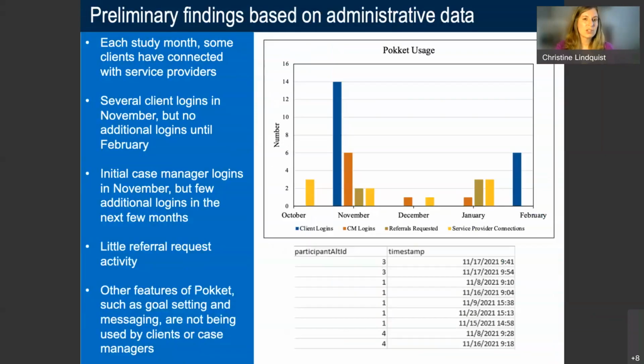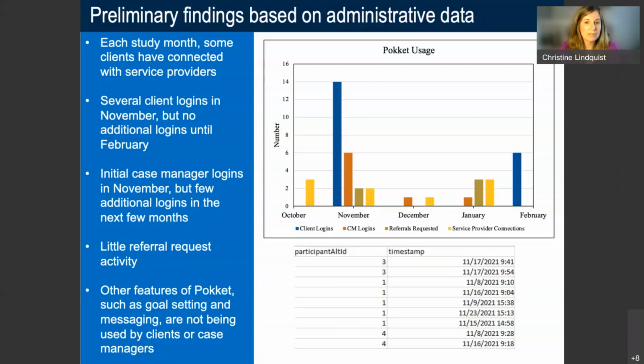So finally, I just wanted to share some quantitative data that backs up these perceptions. As I mentioned, we get very detailed administrative data from Assimilate, and this slide on the right at the bottom shows the timestamp. So we literally get, for each of our study participants, timestamp data showing every single time they have logged in. And we have plotted this by month in terms of client logins, case manager logins, referral requests, and service provider connections. And what we're seeing from the time that we resume the study is that each study month, we do have some clients connecting with service providers in Pocket, which is great.